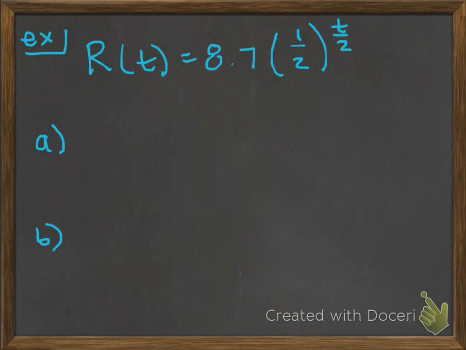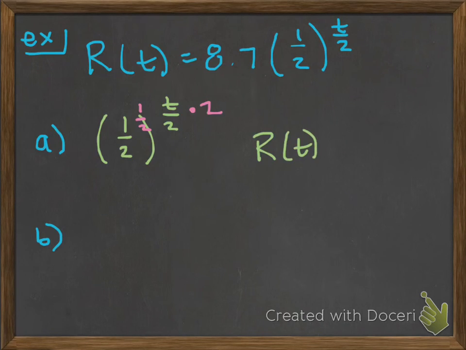So we don't need to deal with the 8.7, we need to deal with the 1/2 raised to the t over 2. This is taking that skill that we just practiced. If I need this to go away, I'm going to multiply this by 2, which means I have to raise this to the 1/2 power. By doing that, 1/2 raised to the 1/2 power is 0.707. So my equation will become r of t equals 8.7 times 0.707 raised to the t power. That would be our answer for letter A.